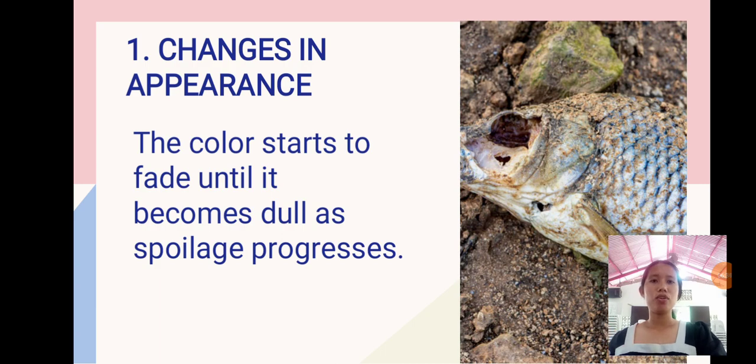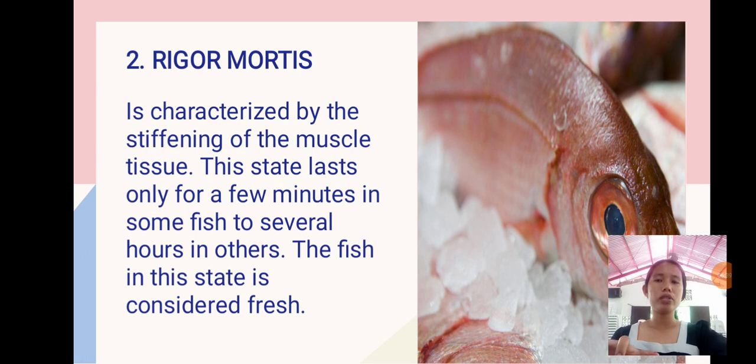So, number two is rigor mortis. It is characterized by the stiffening of the muscle tissue. Although I researched to better understand rigor mortis, what came up on Google Chrome is that rigor mortis is the stiffening of the muscle tissue. So, this state lasts only for a few minutes in some fish to several hours in others. So, the fish in this state is considered fresh.